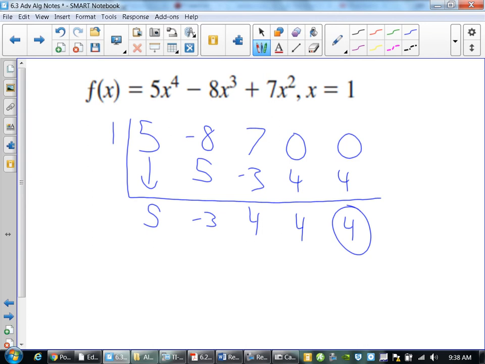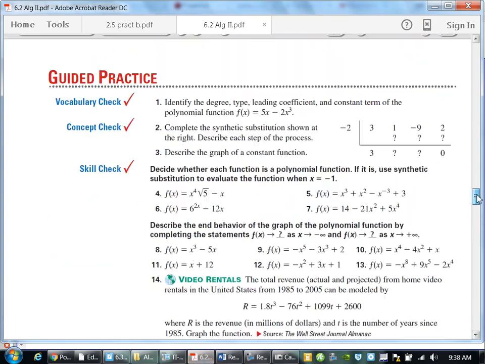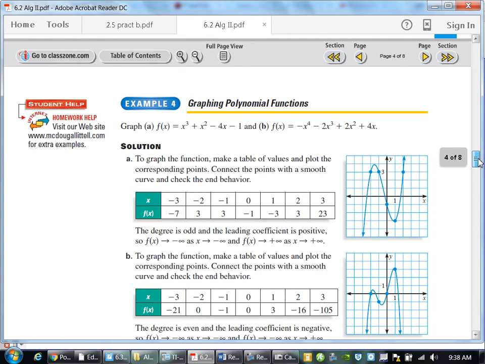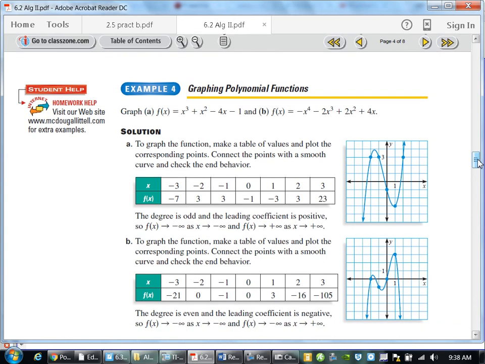It's another way of doing substitution. It's so much faster than synthetic. Which I know. I like synthetic. It is fun.